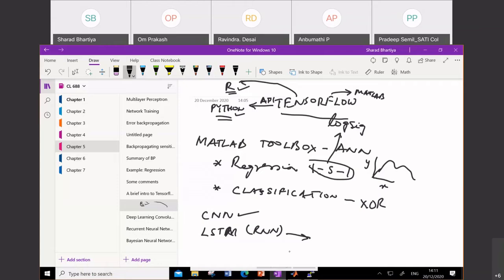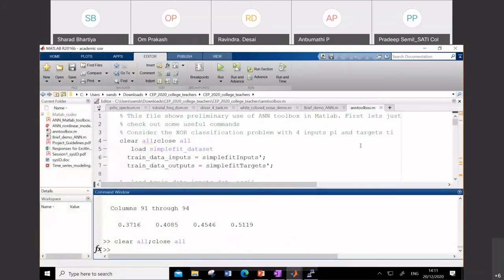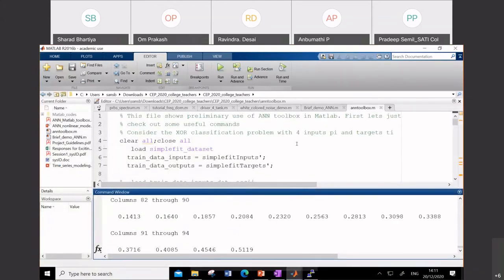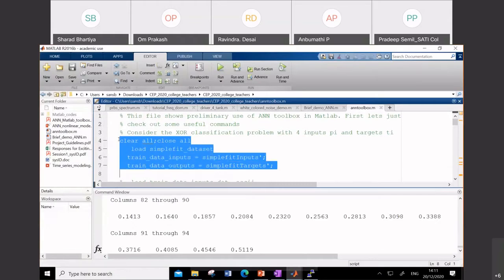So I will go to MATLAB. I have already opened that example. This is the regression example. I'm going to load this data set called simple fit data set. This is available as part of the standard data sets in MATLAB.